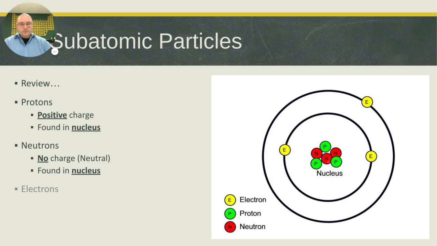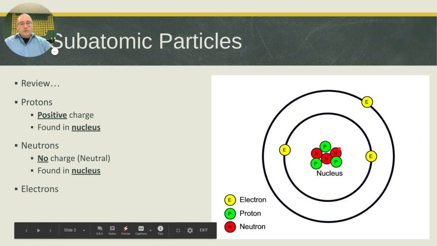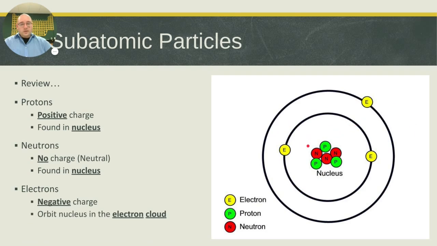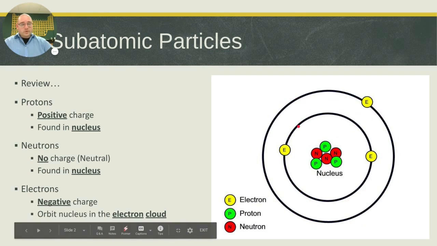All right. Electrons were discovered by who? All right, that would be J.J. Thomson, and they orbit the nucleus. They have a negative charge, and they orbit the nucleus in the electron cloud. That's what we know it as now.